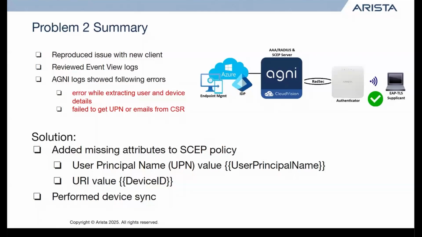Based on this information, we reviewed the SCEP profile settings on Intune and checked them against the documentation. There we found that 2 additional attributes were missing from the profile, namely the user principal name attribute and the URI attribute containing the device ID. After adding those attributes to the profile and syncing it with the client, we saw that SCEP enrollment was successful and the client was able to join the wireless network.